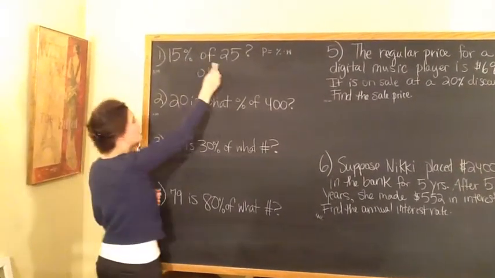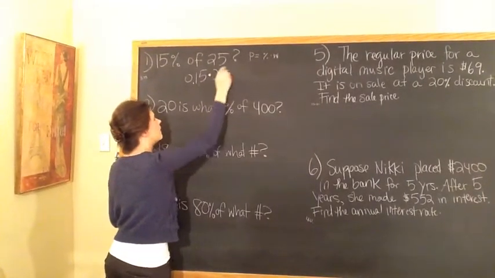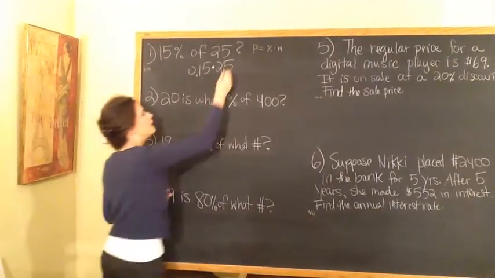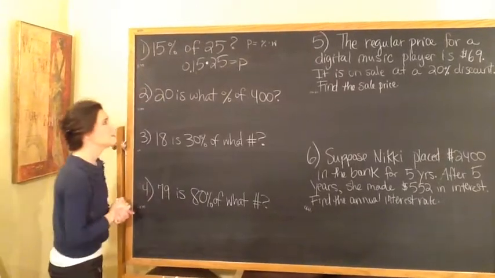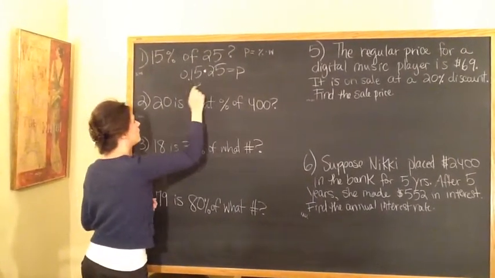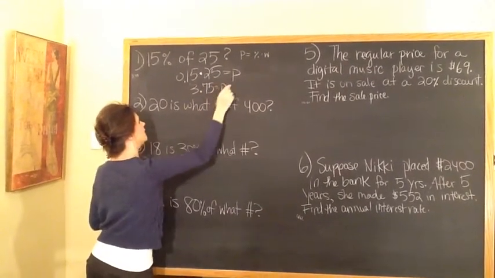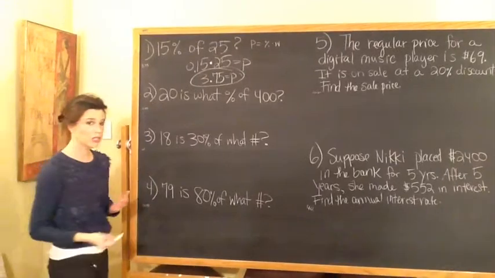And then it says of, so that means multiply, of 25. So now I have it all set up and we're going to solve for the part. So we're going to go ahead and do 0.15 times 25 and we're going to get 3.75. So that is our missing piece or our missing part.